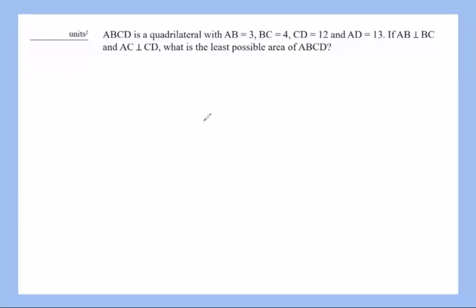Hello, everyone. So this is a question on the MATHCOUNTS chapter theme run. This was question number 8. Okay, so we have a quadrilateral ABCD. AB, BC, and CD are given, and we are given two perpendicular segments. And then, what is the least possible area of the region?